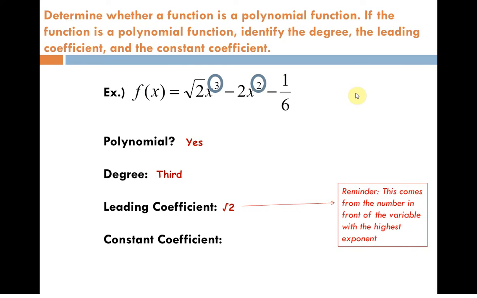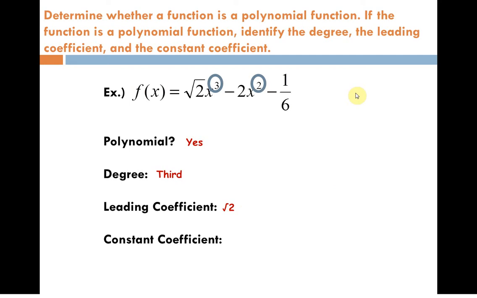Constant coefficient is a number. A constant is a number, and a number is pretty constant. It can't really change. So in this equation, the negative 1/6, although it's a fraction, it still is a constant because it still is a number. Basically the one that doesn't have a variable.